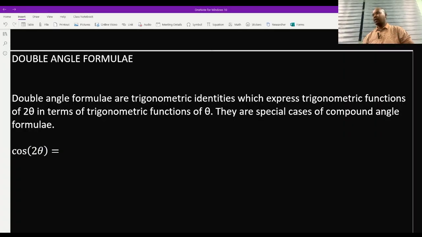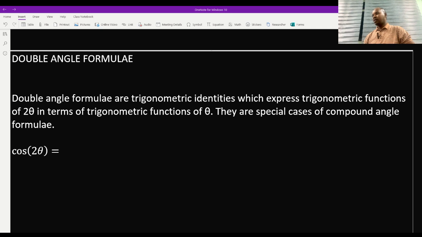So today we are going to go to double angle formulas. We continue with coverage of trigonometry, a topic of Form 5 mathematics. Double angle formulas are trigonometric identities which express trigonometric functions of 2 theta in terms of trigonometric functions of theta. They are special cases of compound angle formulas.